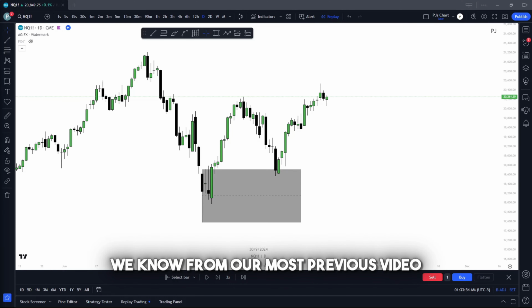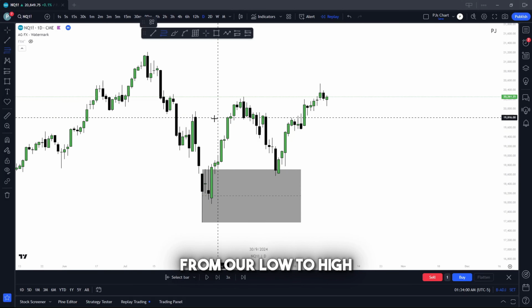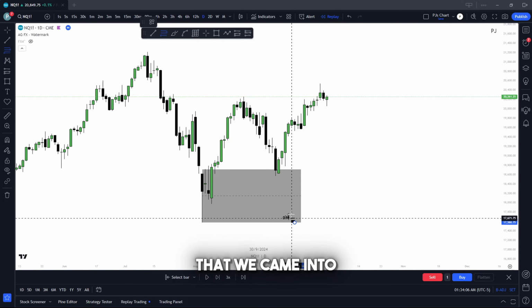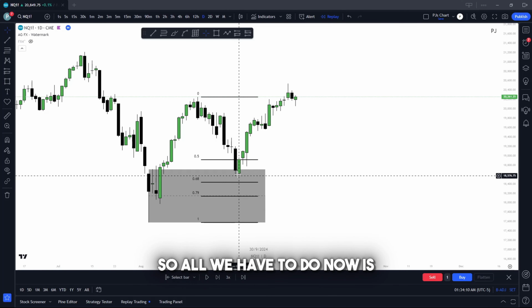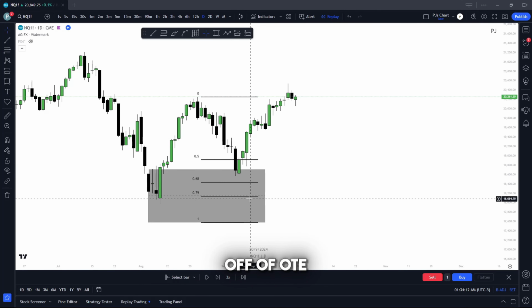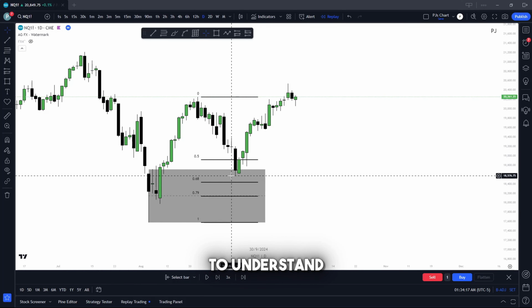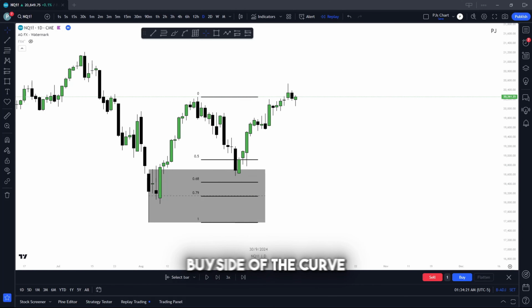We know from our most previous video why this high resistance low will hold, and we can also see from our low to high, after we broke this high, reaccumulated above said high, and broke lower, that we came into an OTE of the range. So all we have to do now is see where we reacted off of OTE, EQ, inside of the order block as well, to understand why we moved higher and how we could have used this sell side into the buy side of the curve.